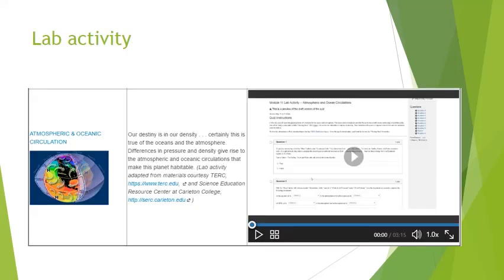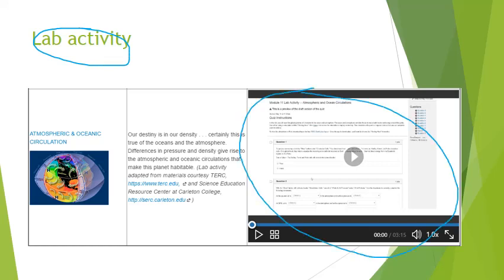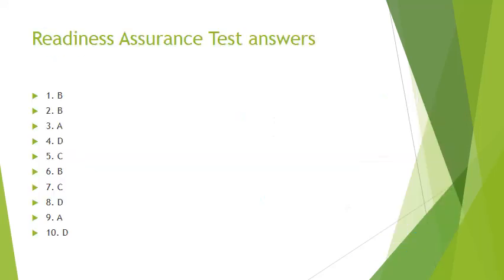Okay, so now you've gotten a pretty good grasp on what drives motion in the atmosphere and in the ocean. Go ahead and take a swing at the lab activity. Again, as always, there's a nice tutorial video which will help step you through the simulation. And of course, go to the end of Chapter 30, check out the readiness assurance test, and take a swing at those first, and check your answers with the answers here on the list.